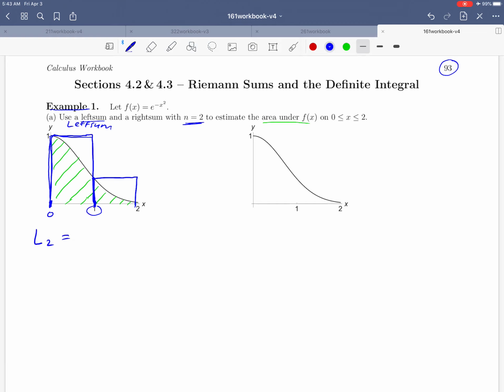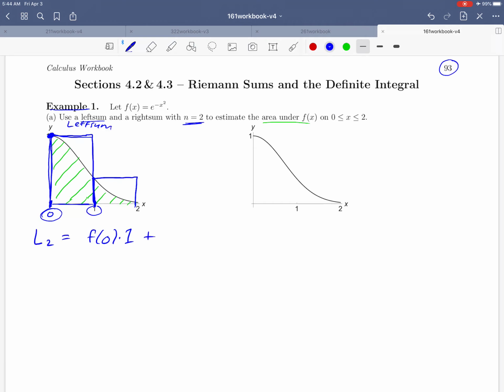We'd start by asking, how do we get its height? Okay, well, its height was obtained by taking its left-hand endpoint and plugging it into the function. We want this y value here at the left-hand endpoint, so we're going to take f of 0. And what is the width of that rectangle? Well, you can see from the picture that the width is 1, so we'll multiply by 1. We've just taken the height times the width and gotten the area.